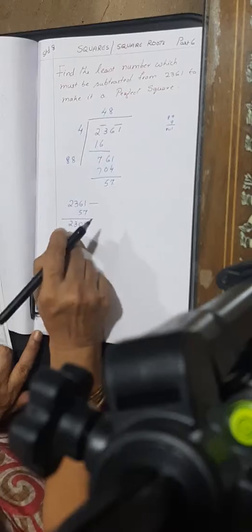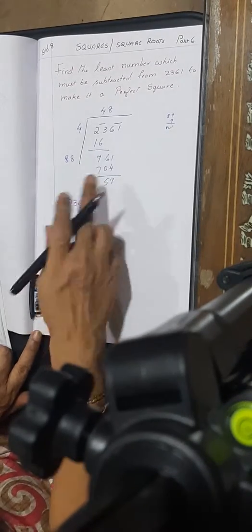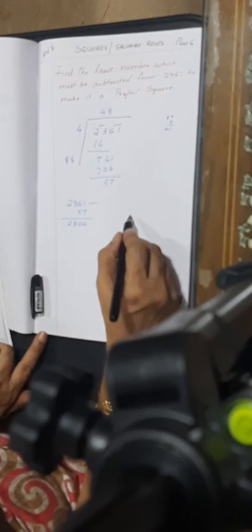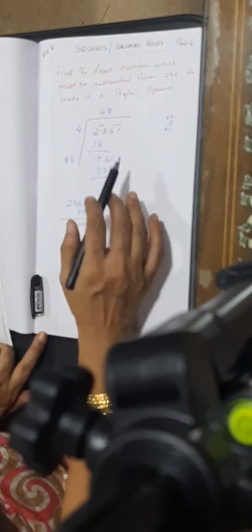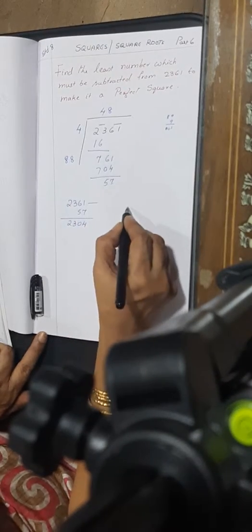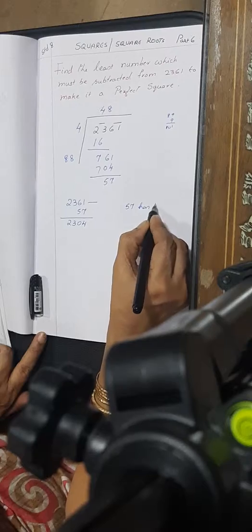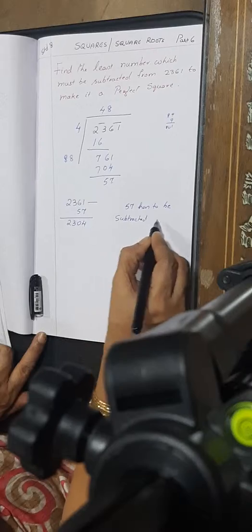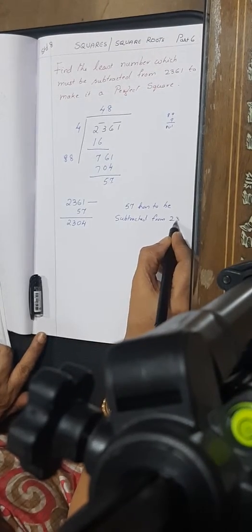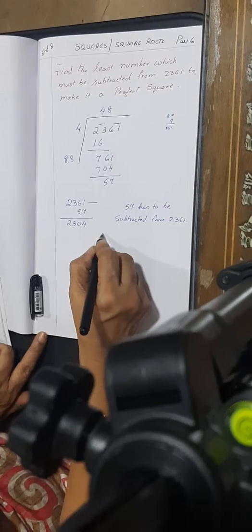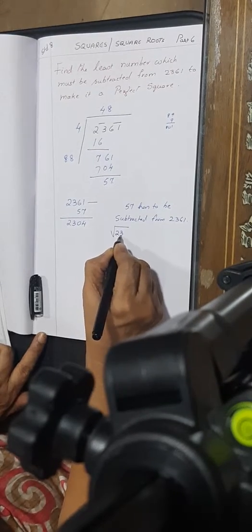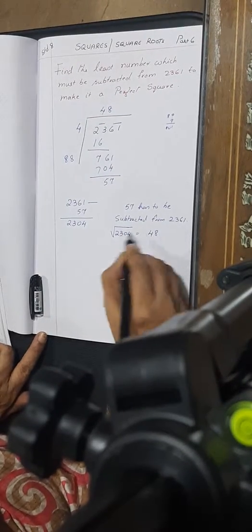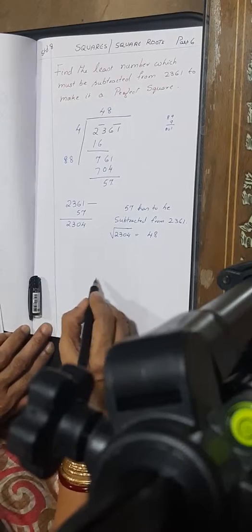2304. Now, if you do the long division of this 2304, you will get 48 as the square root of 2304. So, let us try that also. For writing the answer, you have to say 57 has to be subtracted from 2361. So, then you get root of 2304 is equal to 48. So, we will just try it out for checking.